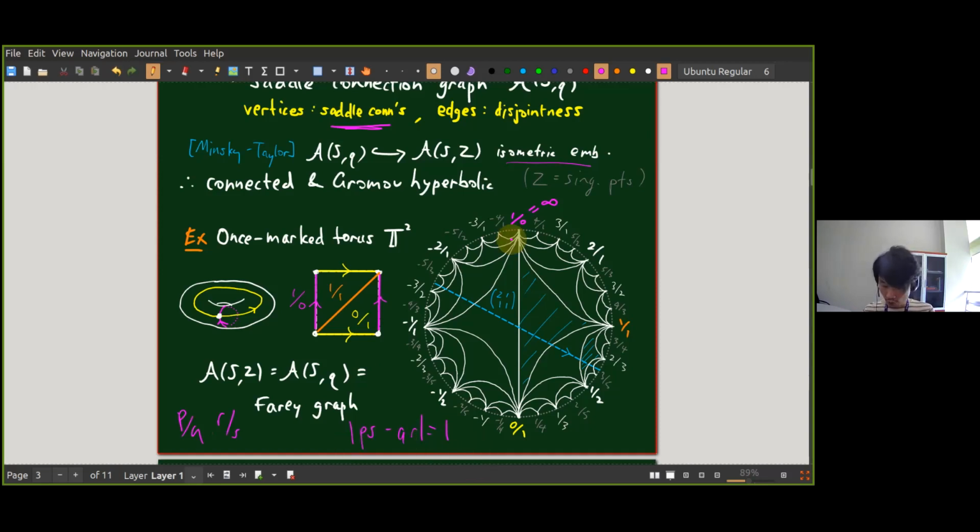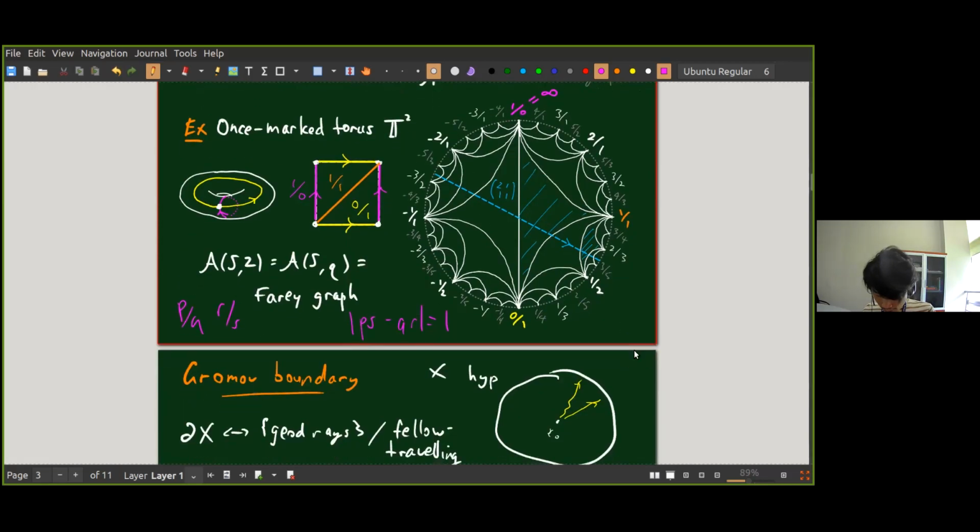Using this rule, you can figure out exactly what this graph is. This is known as the Farey graph, which has this nice picture, with these triangles that expand out like this. I'll come back and talk about the Farey graph a bit later.